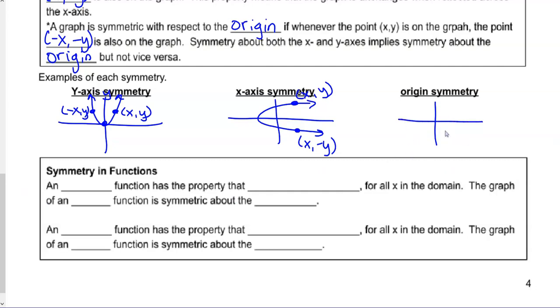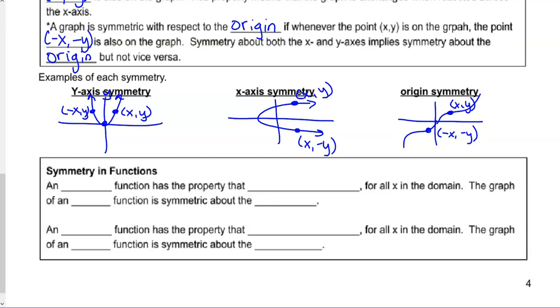Because that's important if we're symmetric to the origin. Alright, so we have something like this. If this is the point (x, y), then over here is going to be the point (negative x, negative y) as well. Okay? Alright, very good.